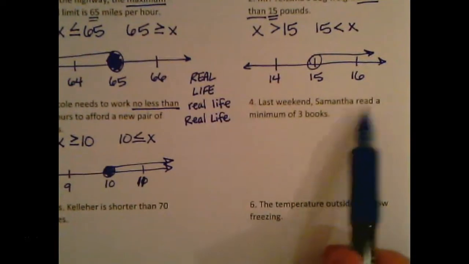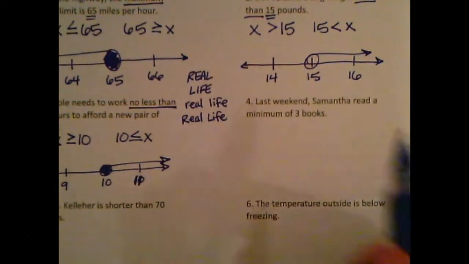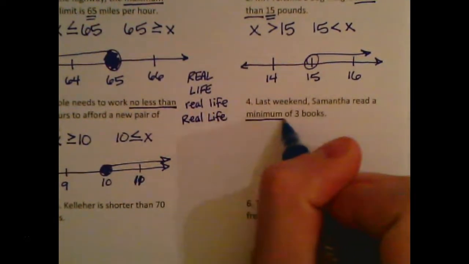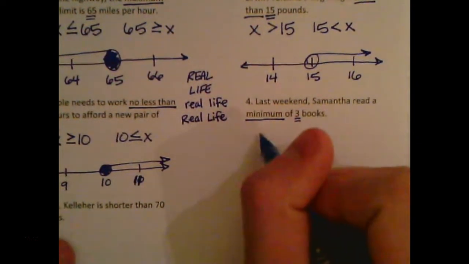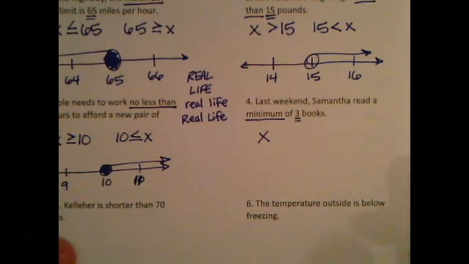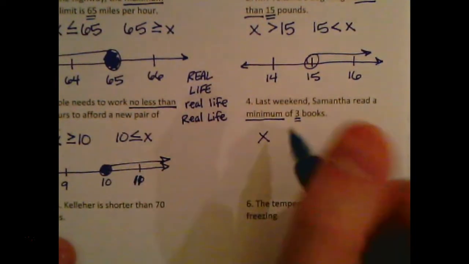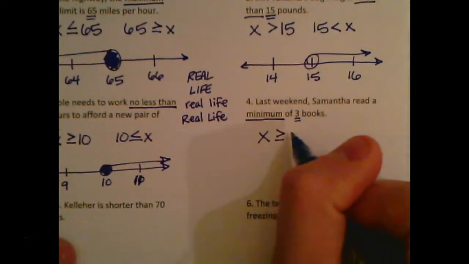All right, last weekend Samantha reads a minimum of 3 books. Keyword here is minimum, and then we have the number 3 as our reference. Looking up above, you should see minimum is greater than or equal to. So X is how many books she reads. It's greater than or equal to 3.